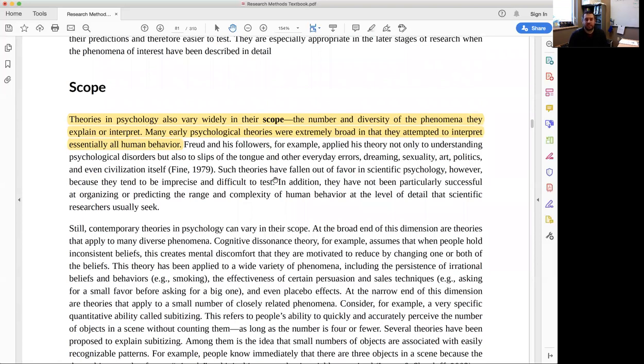So theories in psychology also vary widely in their scope, the number and diversity of the phenomena they explain or interpret. Many early psychological theories were extremely broad in that they attempted to interpret essentially all human behavior. We don't do that anymore. Right? Like that's kind of a big flashing thing that should go across the screen. Absolutely, that was the idea, was to get one universal theory that explains why people do everything that they do. And we recognize humans are far too complex for that. They're also far too unique from individual to individual.